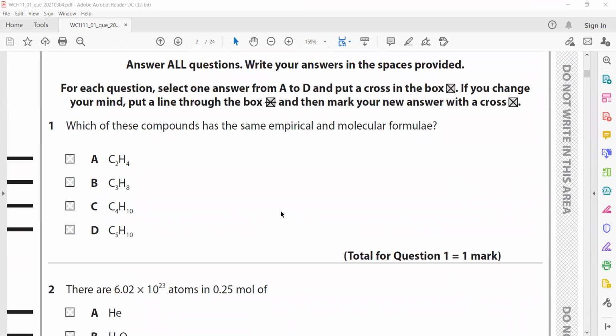The first question: which of these compounds has the same empirical and molecular formula? So C2H4, when we further simplify it, will be CH2. So molecular and empirical formula will be different. C3H8, 3 and 8 cannot be further simplified. So that's why B is the right answer. Otherwise, this can be further simplified: 4 and 10 into 2 is to 5, and this is 1 is to 2. So the only compound having the same molecular and empirical formula is the one which cannot be further simplified. So B is the right answer.